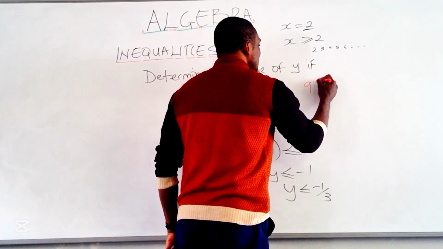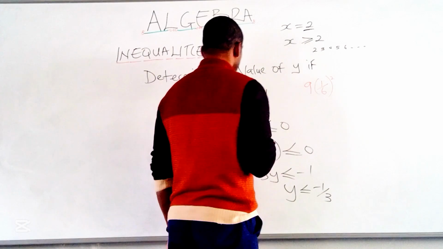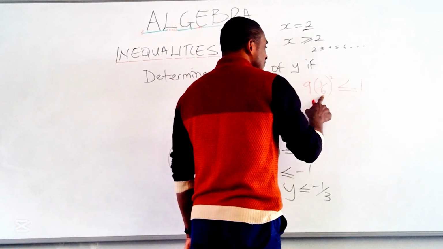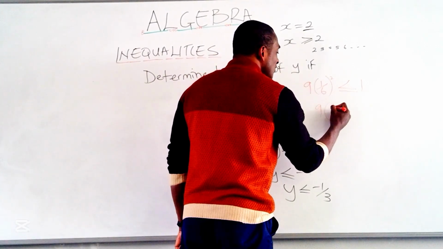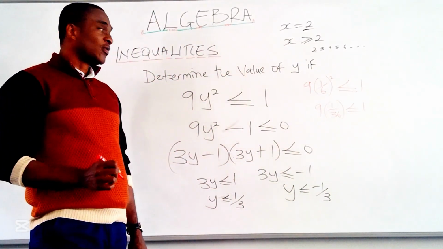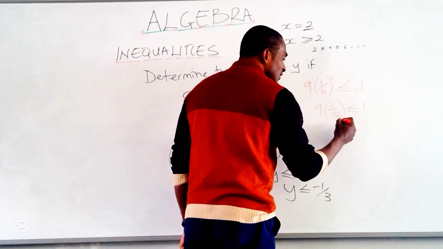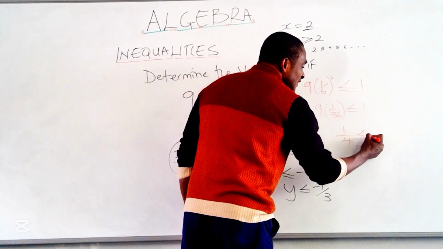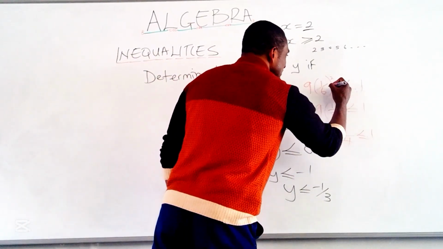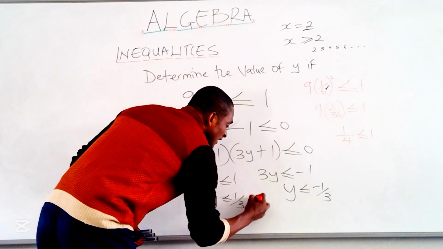So if we have 9 and we replace y squared with 1 over 6, all squared, the question is, is it going to be less than 1? Now, this becomes 1 over 36. Is it actually going to be less than 1? So 1 over 36 times 9 will give us 1 over 4. Is it less than 1? If it is less than 1, we can say that it is valid. This first expression is then valid.